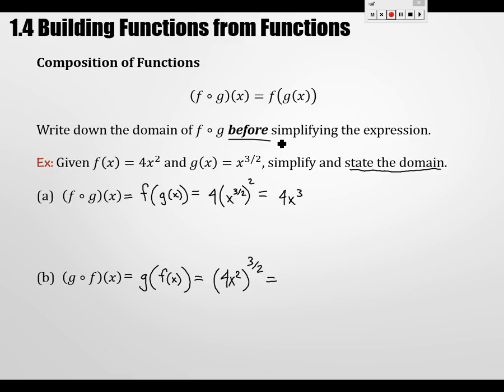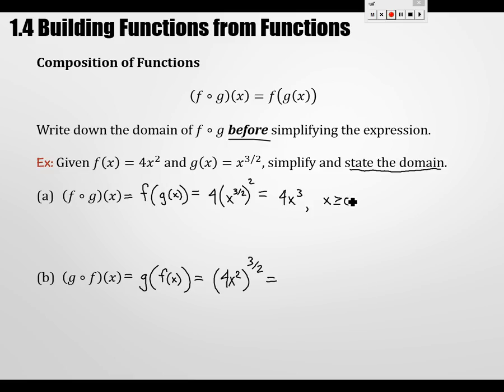So, okay, I'm looking at this. Let's be careful. What's the domain of this expression right here? Is there any restriction that we need to apply? If so, what is it? Go ahead. What do you think? Yeah, what's going on here? What is this really? It's a square root, yeah. So we need to make this be x greater than or equal to 0.